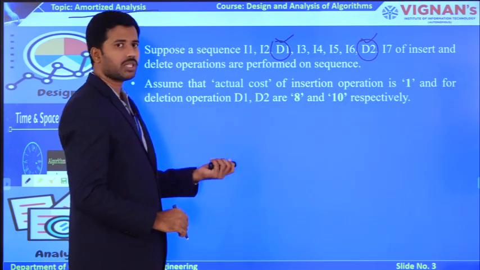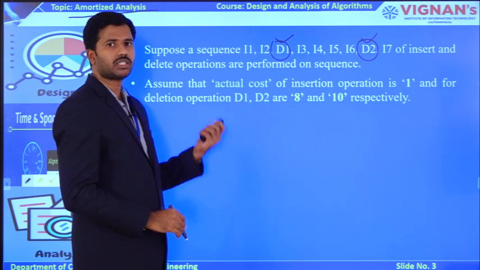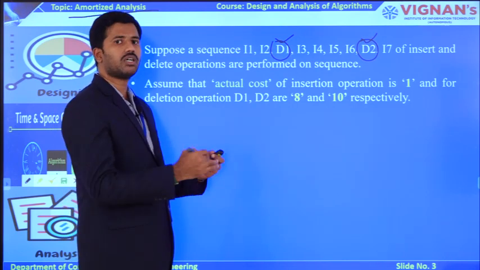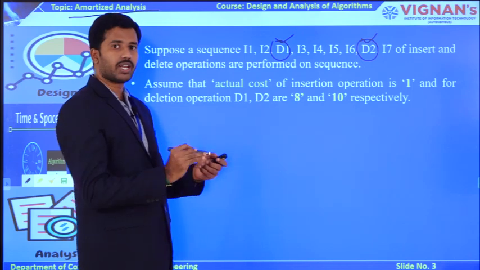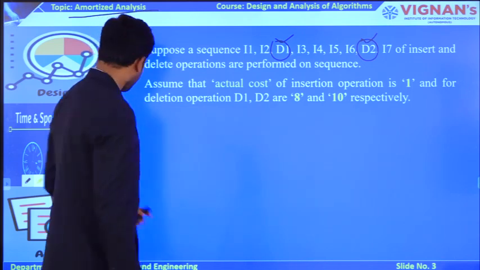Now you try to observe the methods which are involved in this amortized analysis to convert the worst case algorithm into average cases. Okay.